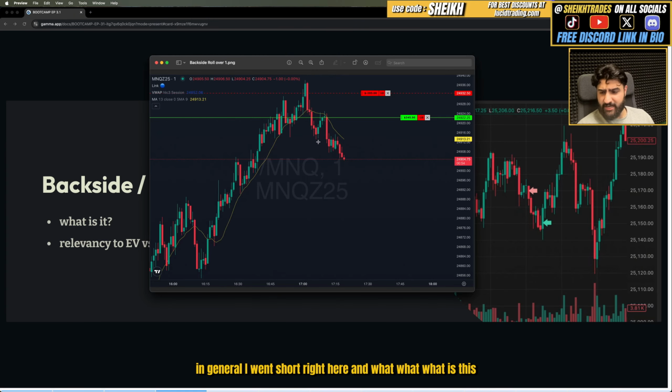But in general, I went short right here. And what is this? That's a backside rollover. I'm trading the backside, so I'm not shorting this here.